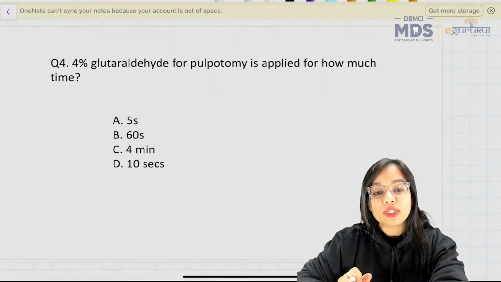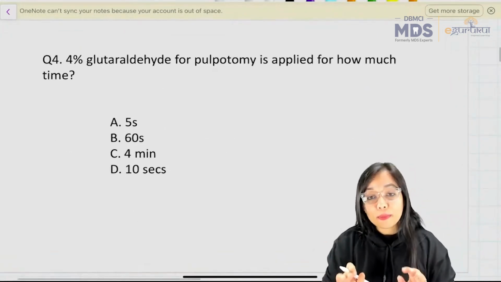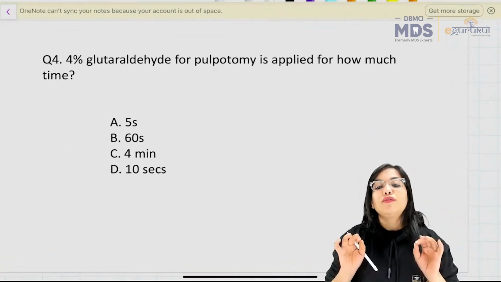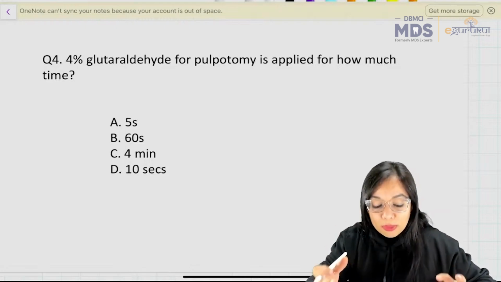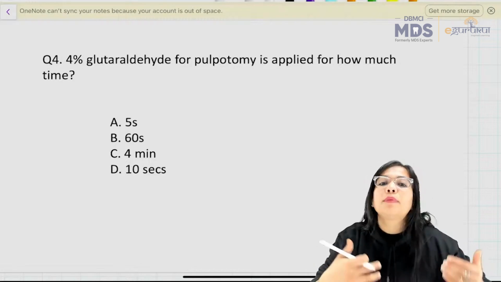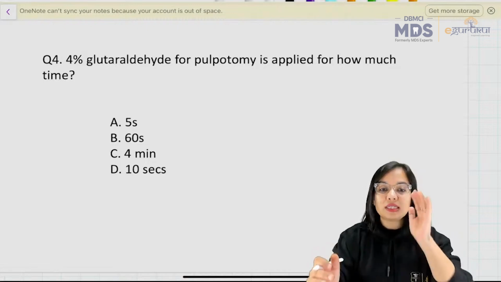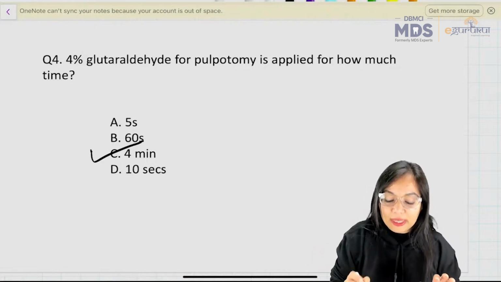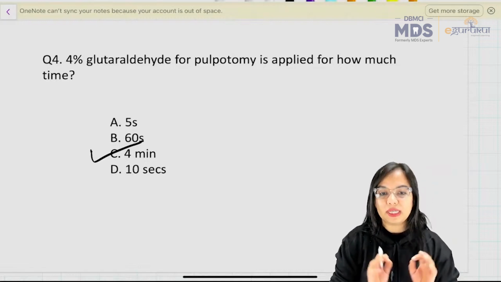The next question, question 4, says that 4% glutaraldehyde for pulpotomy is applied for how much time? So for how much time are you going to apply 4% glutaraldehyde if you are doing the pulpotomy procedure using glutaraldehyde? So the answer here is 4 minutes. That is C. So C, that is 4 minutes, becomes the correct answer.